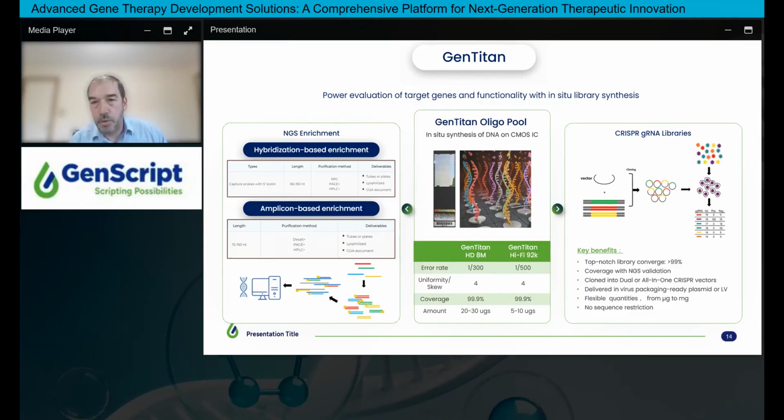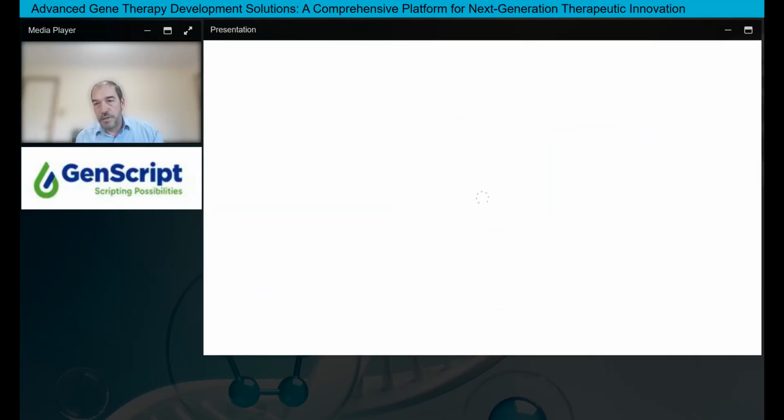GenTitan technology is one of the technologies we use for oligo synthesis. It is very capable of synthesizing very large oligo pools. We use CMOS chips, and we can synthesize either 92,000 or 8 million oligos at the same time on a single chip. And we can use this technology to generate a lot of libraries. We can use them for NGS enrichment libraries, hybridization-based enrichment libraries, and amplicon-based enrichment libraries. We can also use it for our CRISPR gRNA libraries.